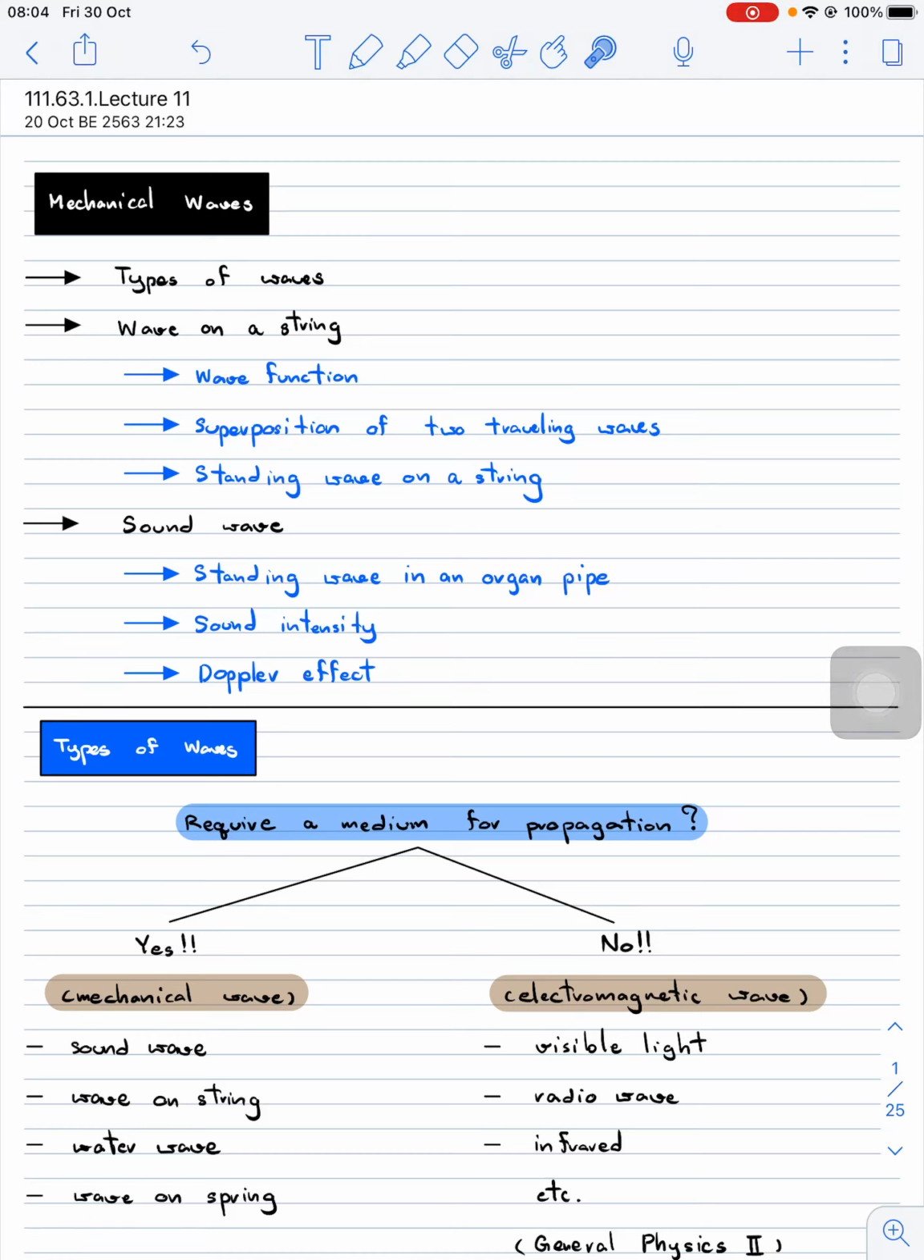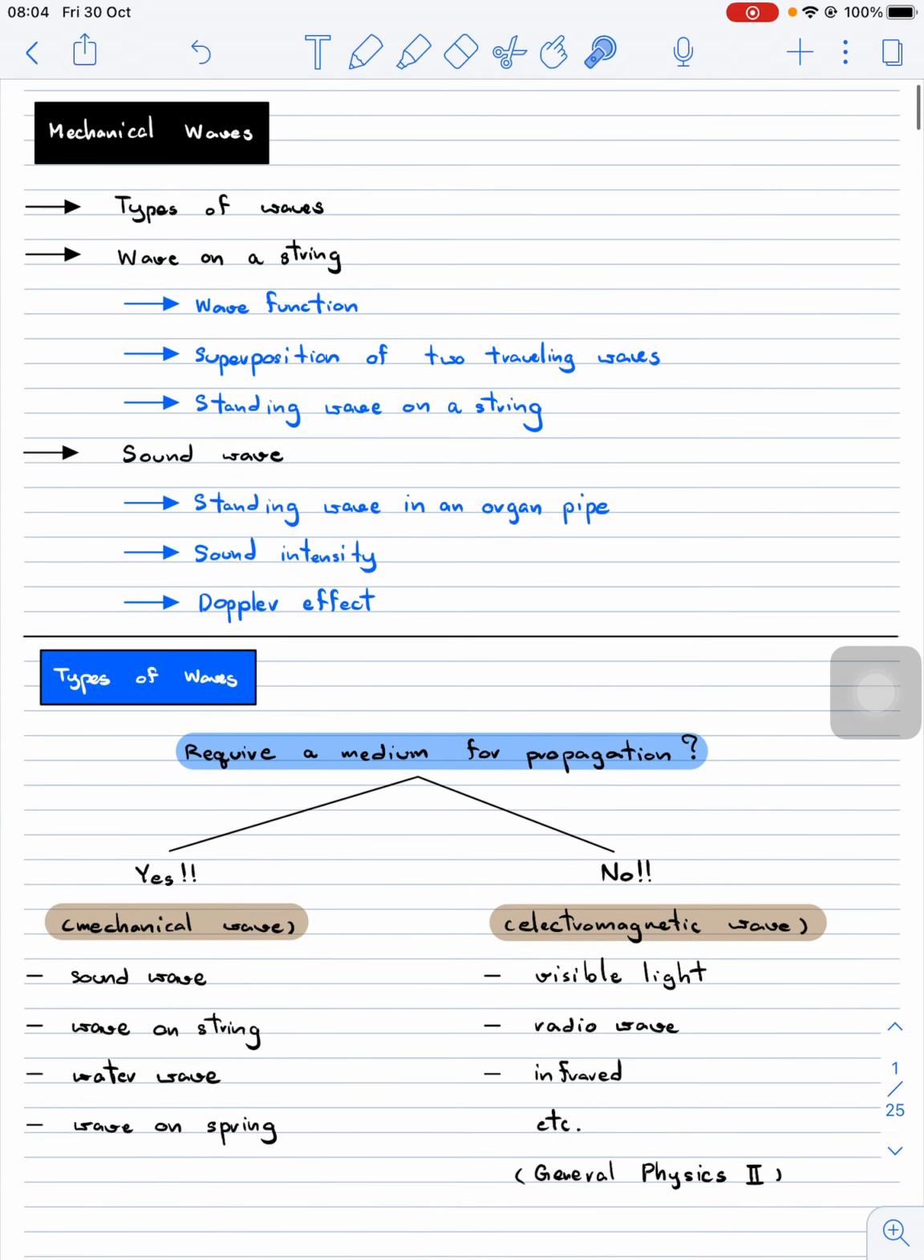Dear all students, in these topics, we don't just want to talk about the mechanical waves. So this can be the list of the topics that we need to cover. The first one is the types of the wave that we want to study. And then later on, we mainly talk about the wave on a string or the cable, or on the rope. So we need to learn about the wave function of the wave on the string.